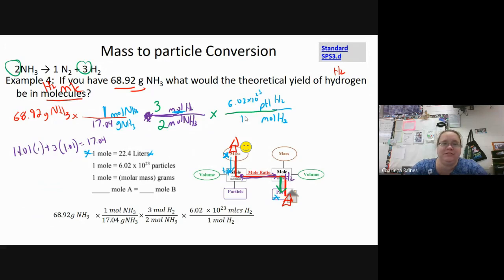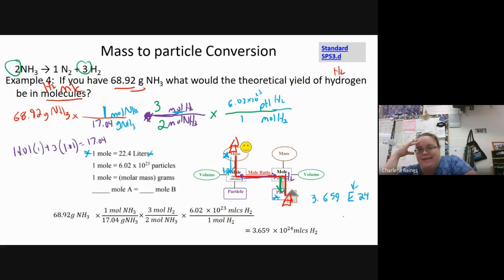Less messy version. Handy dandy calculator. You're going to get something in scientific notation. Depending on your calculator, it might show you something like 3.659, maybe some other numbers, and a big E with a 24. That E, don't write E in chemistry. We write times 10, and that 24 is the exponent.